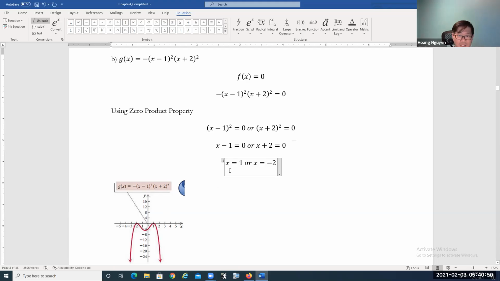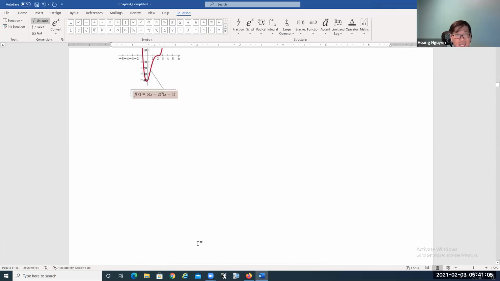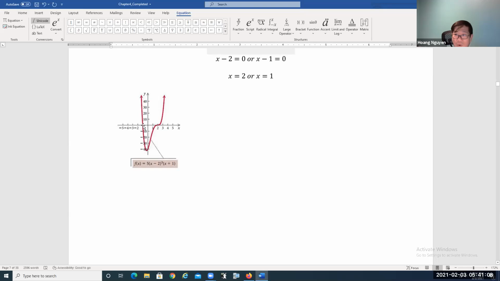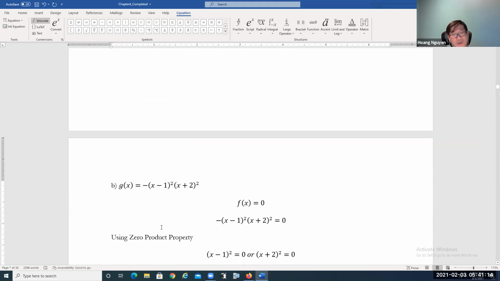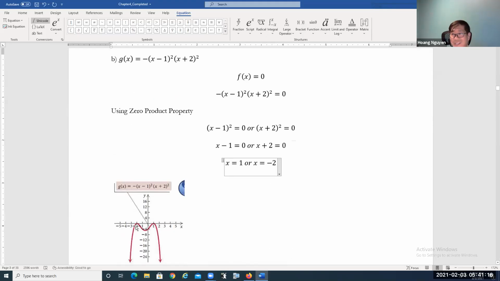So for part B, we have 2 x-intercepts. The first x-intercept is 1 right here, and the second x-intercept is -2. Let's take a look at the intersection points. What happened between the graph and the x-axis? In the previous case, at those x-intercepts the graph crosses the x-axis. But in this case, it's not crossing. It's only touching, tangent to the x-axis.